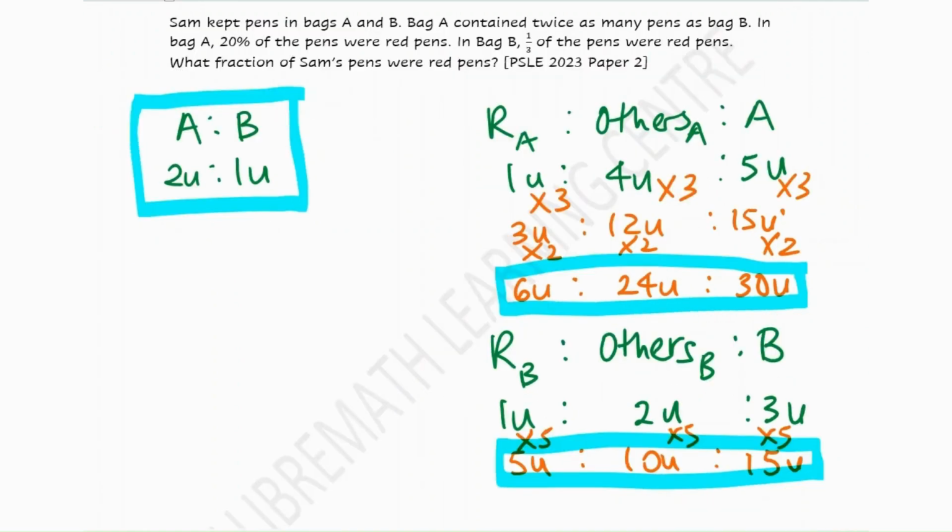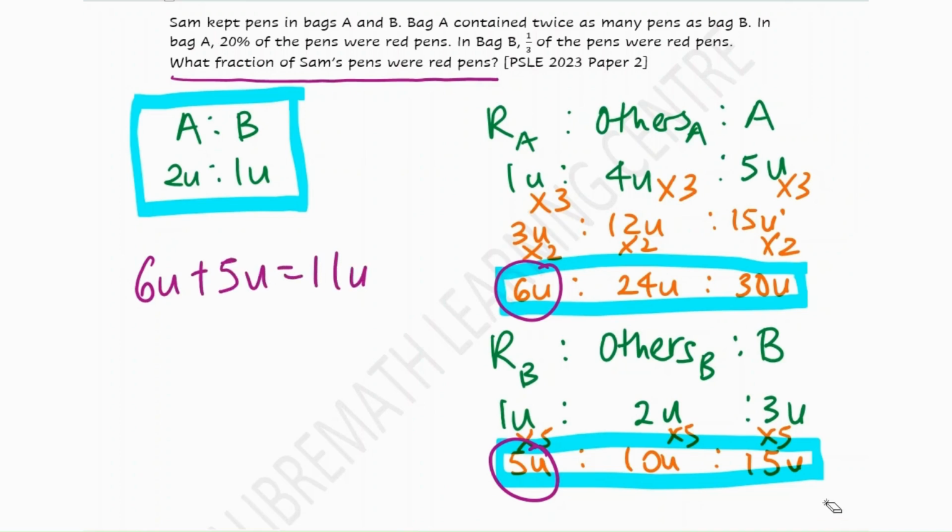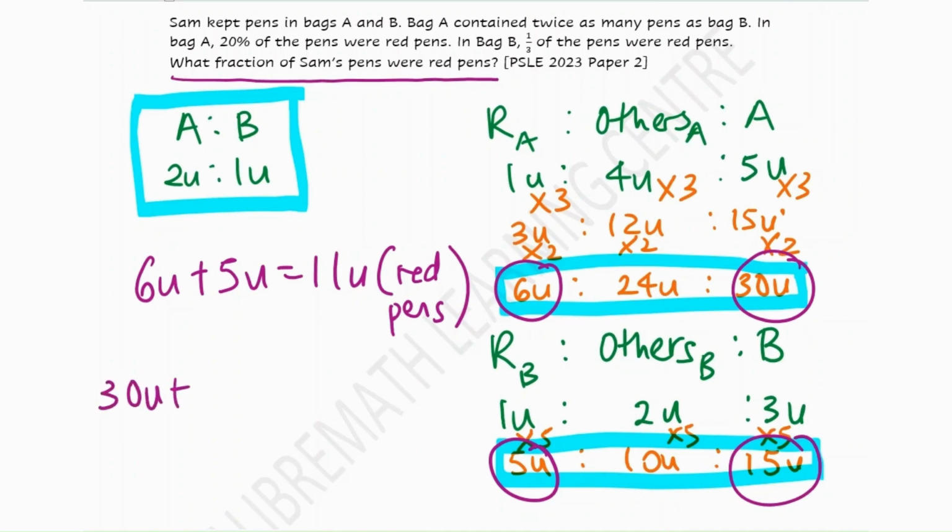Okay, let's read what the question wants us to find. The question wants you to find what fraction of Sam's pens were red pens. So if we look at the red pens, we have 6 units and 5 units. So that makes a total of 11 units. Let's label this as red pens. To find the total number of units for Sam's pens, we can look at 30 units and 15 units. So by adding them together, we get 45 units. This will be the total pens.